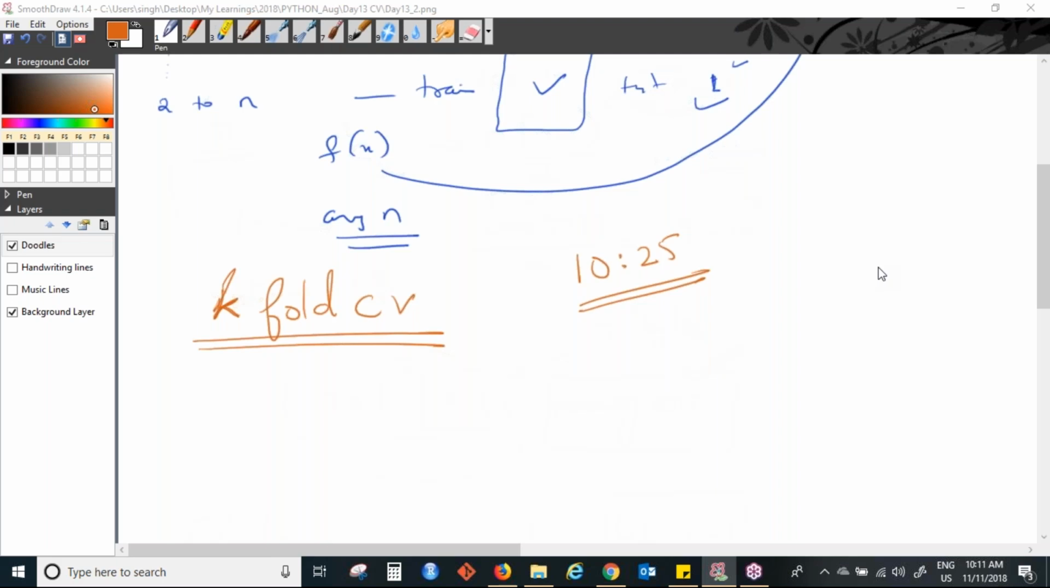Okay, and I will repeat this process. So next I'll take 2, 3, 4, 5 and I'll test the model on the first part. Then I will take 1, 2, 4, 5 and test the model on the third part. 1, 3, 4, 5, I'll test the model on the second part. And then finally 1, 2, 3, 5, test the model on the fourth part. Okay, so here how many times am I running the model? I am running it only 5 times.